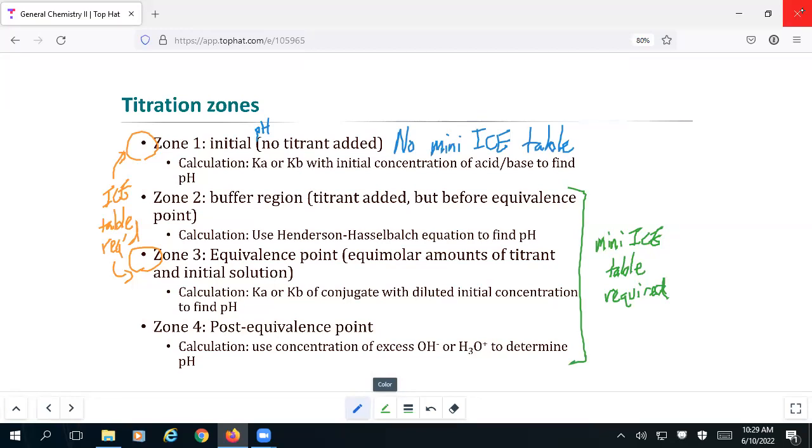The last one is actually probably the easiest: after the equivalence point. After the equivalence point, you're going to have leftover hydroxide ion, or leftover hydronium ion if we're talking about a strong acid titration. And what happens there? That's easy. The leftover hydronium or the leftover hydroxide, that's what goes into the pH. Because that extra hydroxide is going to create far more hydroxide than the conjugate base would have. That leftover hydronium is going to make far more hydronium than the conjugate acid would have.